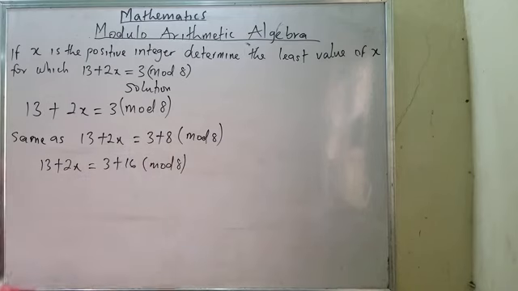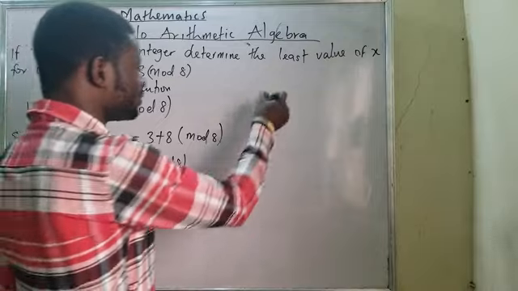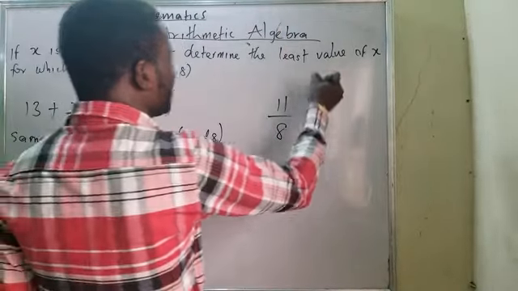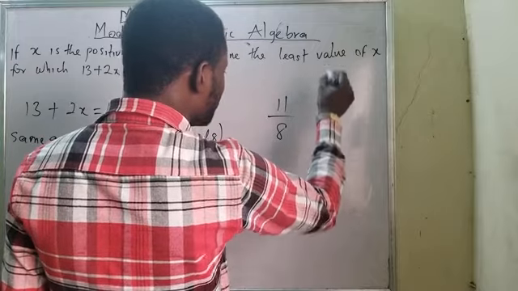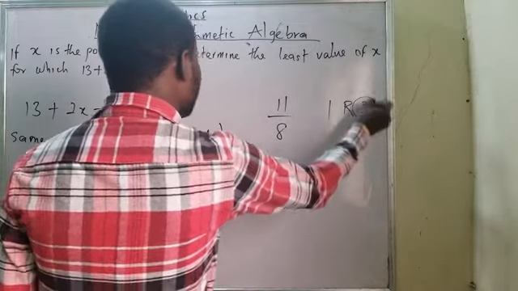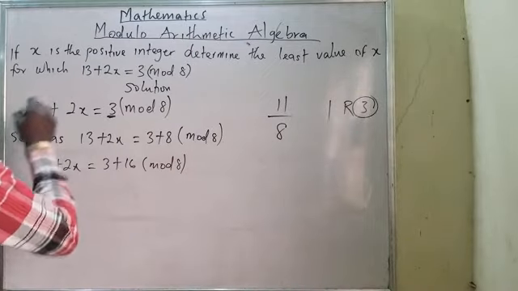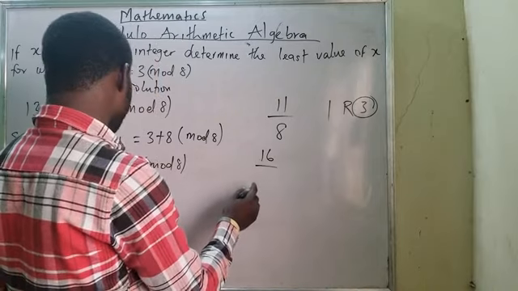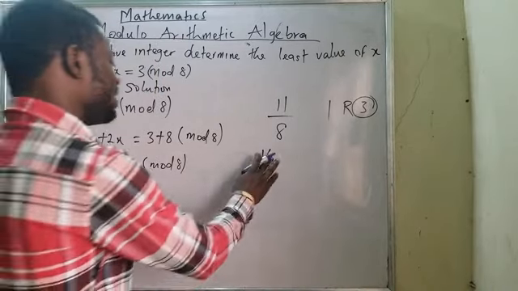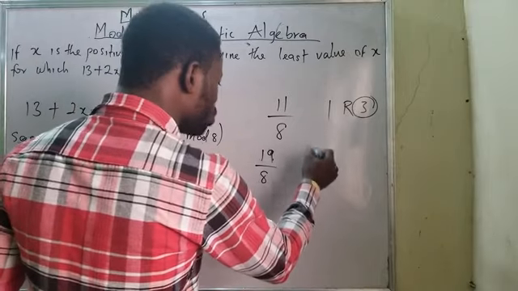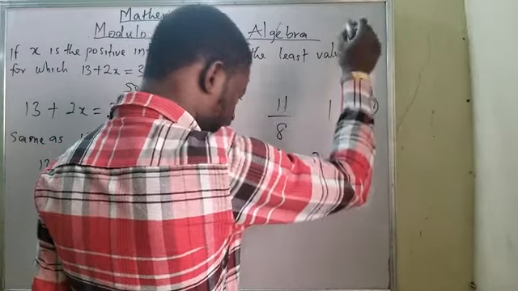Now, since this is mod 8, the remainder is what I'm having. This plus this becomes 11. It means 11 divided by 8: how many times? 1 time, remainder 3. The remainder is what I'm writing here. Look at this also: 16 plus 3 becomes 19. 19 divided by 8 is 2 times, remainder 3.